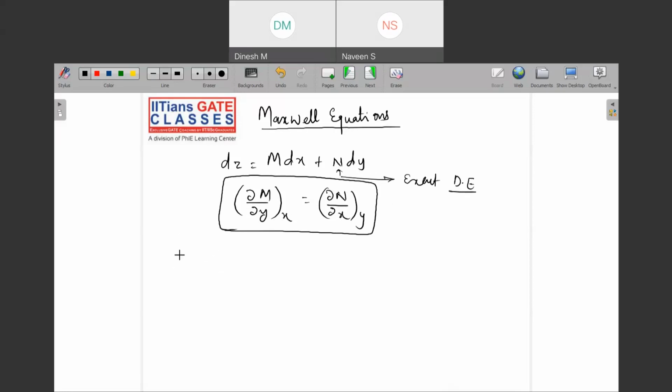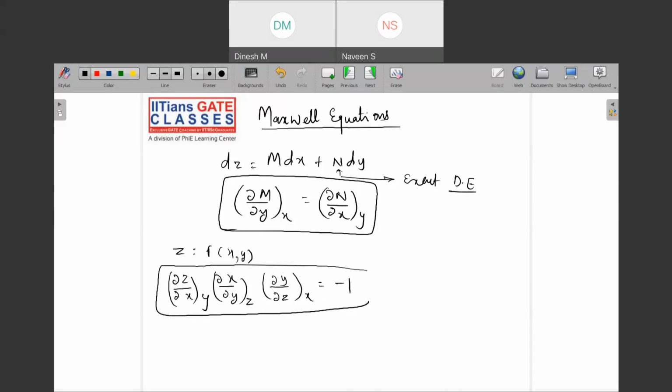And there is one more important relation. If z is a function of x and y, then I can write del z upon del x when y is constant, then del x upon del y when z is constant, multiplied by del y by del z when x is constant. The product of these three is minus 1. Sometimes they can ask you this relation also. So these two things we need to understand. Then the Maxwell equations, we will derive them one by one.